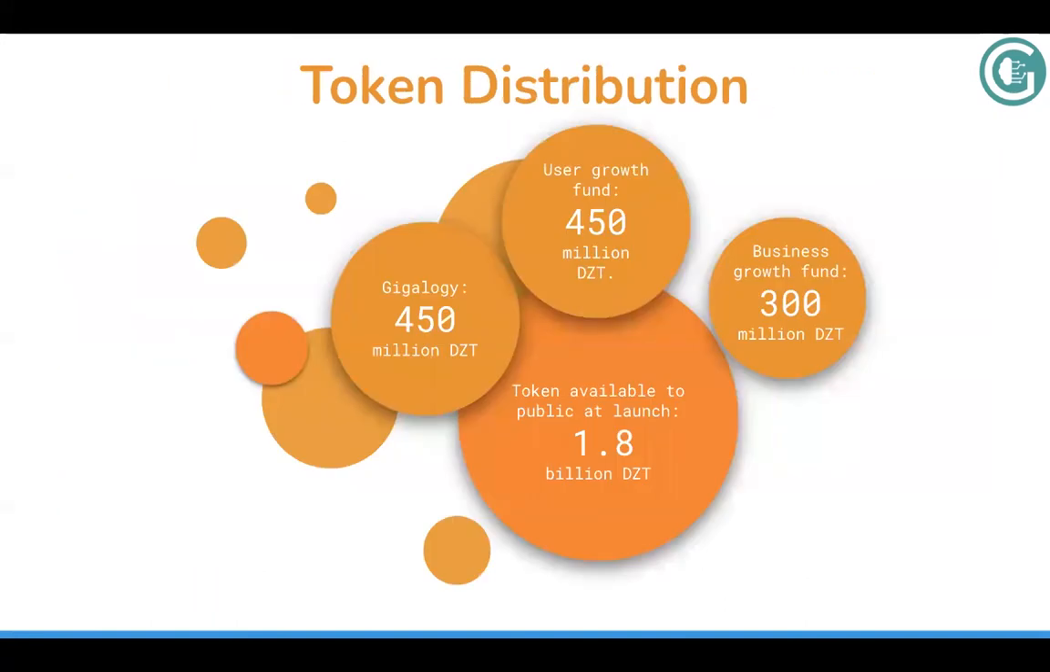Token distribution, this is also pretty important. Gigalogy will hold 450 million DZT token, which is roughly 15% of the total market supply. We'll keep another 15% for the user growth fund, and 10%, which is 300 million DZT token, for the business growth fund. And during the token sale, 1.8 billion DZT token will be out there for purchase.